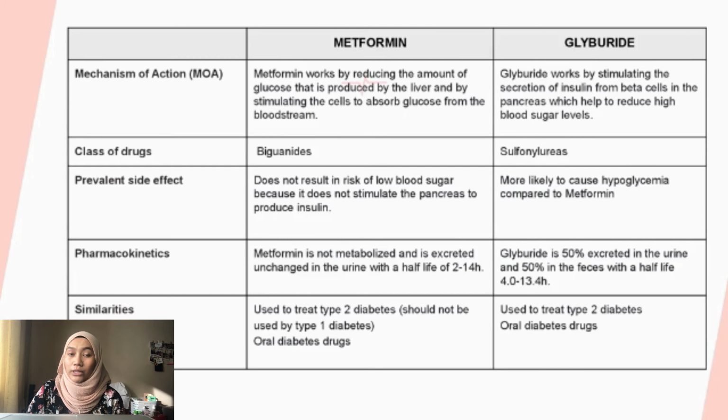Okay, next we look into the pharmacokinetics. Metformin is not metabolized and is excreted unchanged in the urine with a half-life of 2 to 14 hours, while glyburide is 50% excreted in the urine and another 50% in the feces with a half-life of 4 to 13 hours. Okay, for the similarities, both metformin and glyburide are used to treat type 2 diabetes, but metformin should not be used for patients with type 1 diabetes. And lastly, both metformin and glyburide are consumed orally.